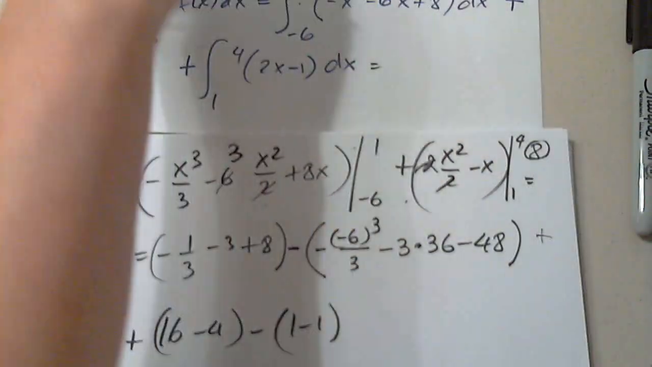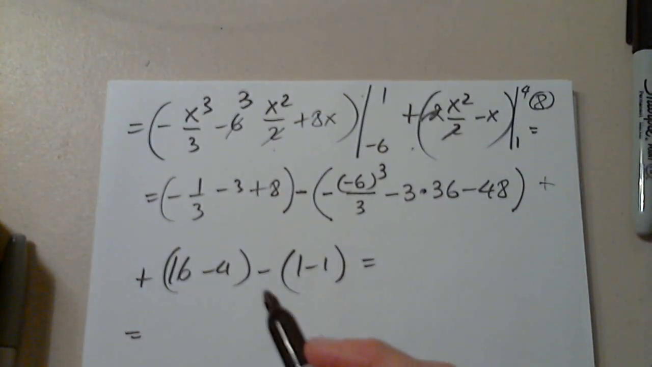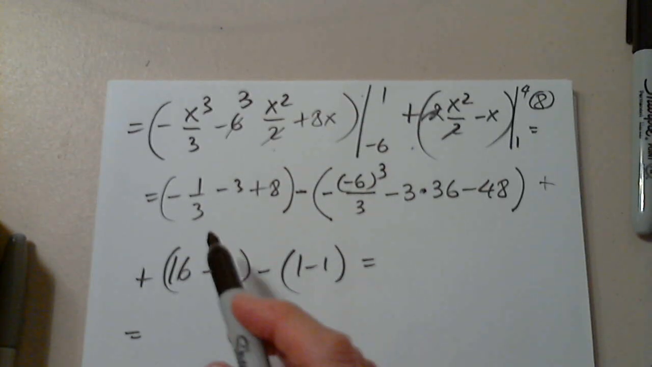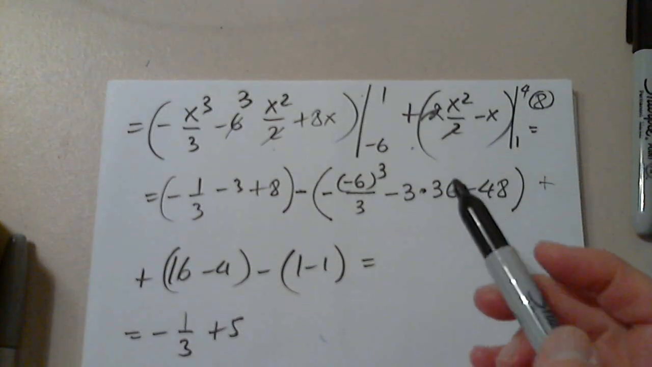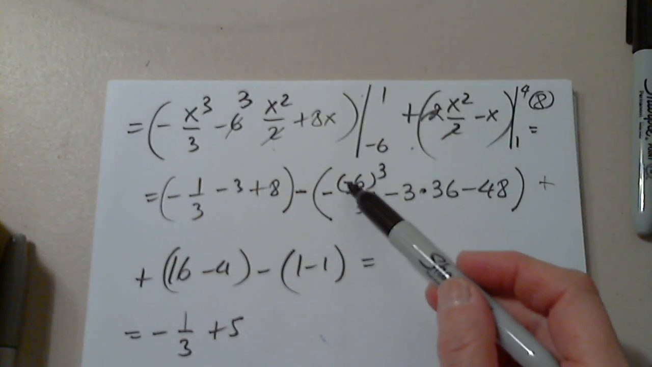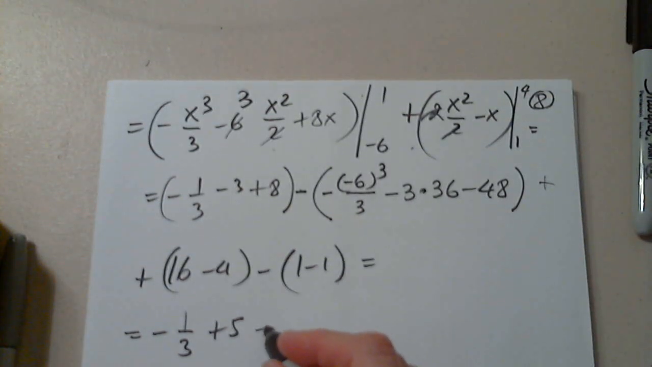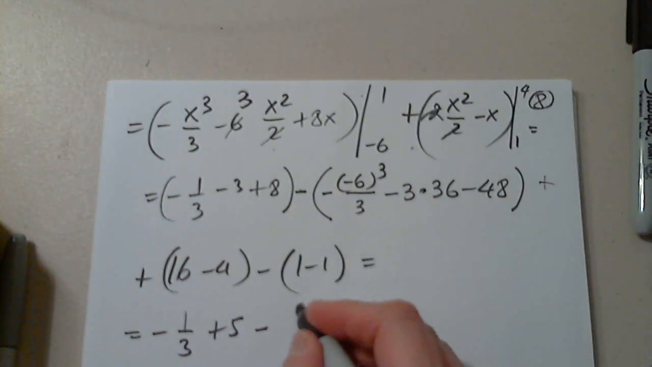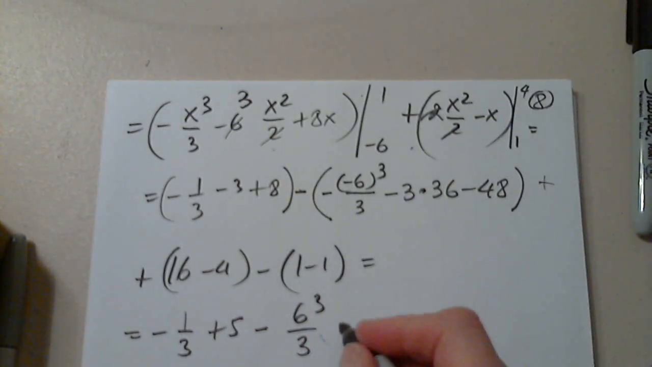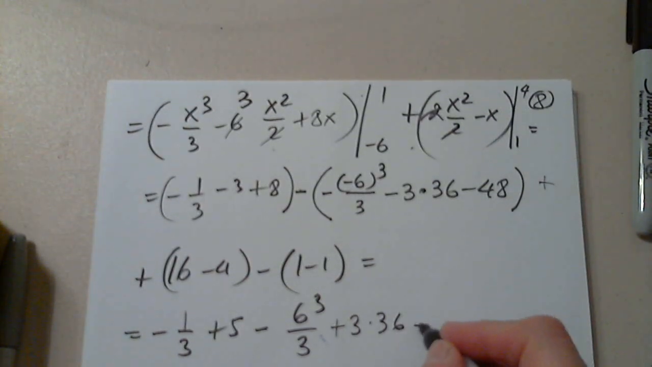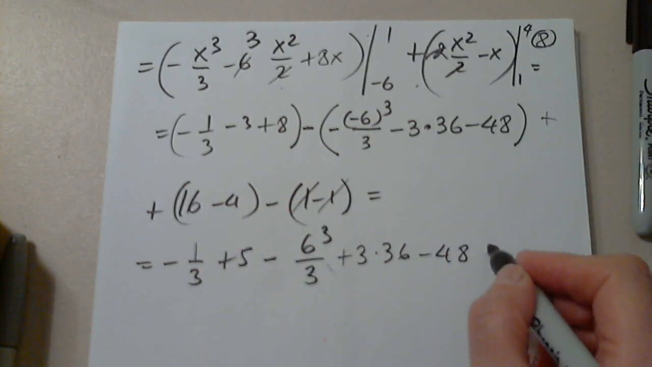I have to calculate all these steps. So let's see what we get. Awful, but it is what it is. So negative 1/3, and this is positive 5. And this negative, because this is a negative to the third power, with the minus in front will be positive. So 6 to the third divided by 3, plus 3 times 36 minus 48. These two go away. 16 minus 4 is positive 12.